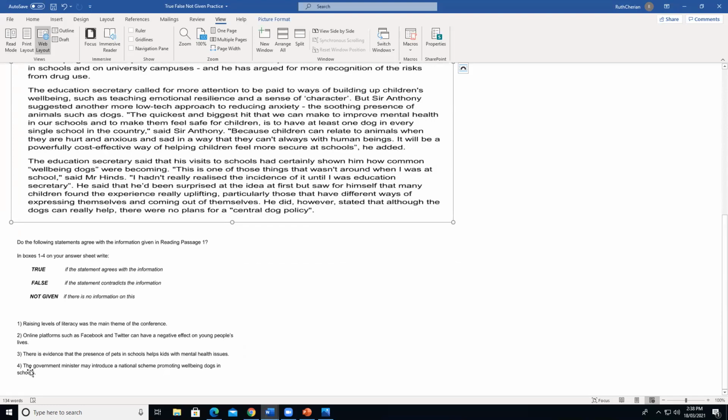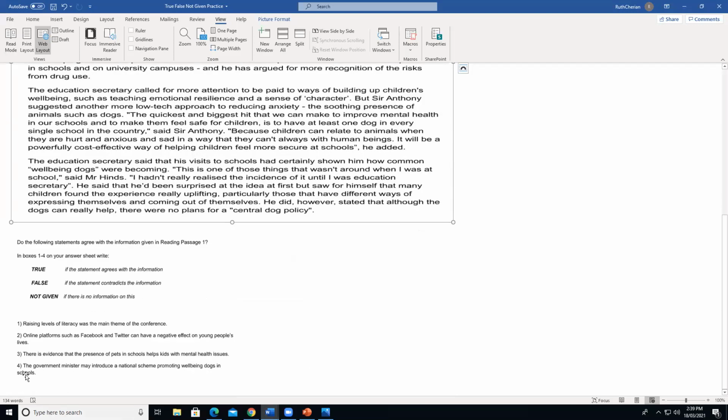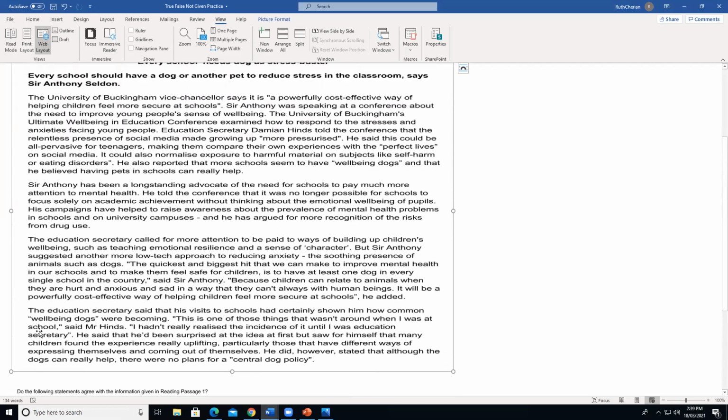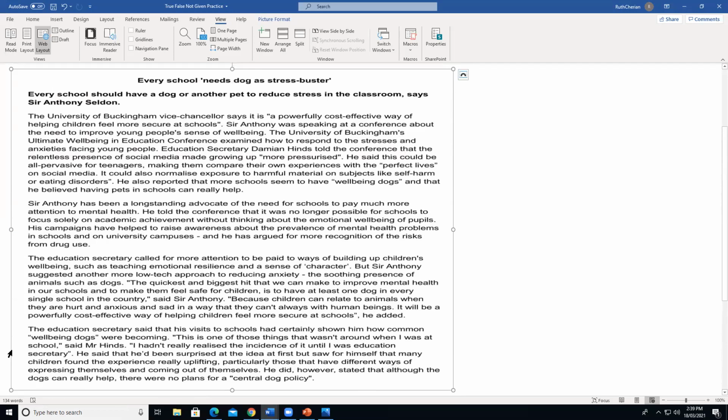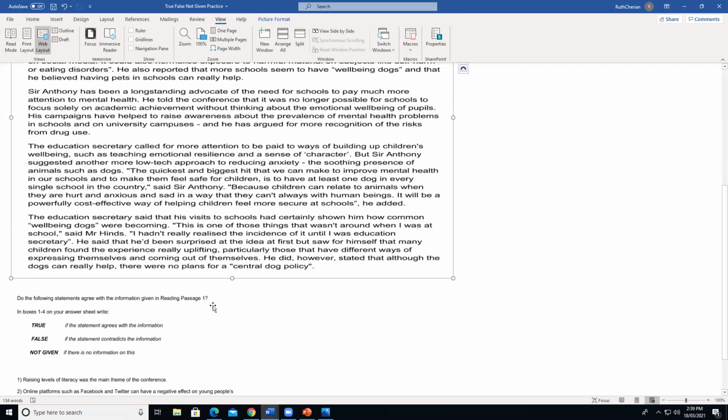What about the third sentence? There is evidence that the presence of pets in schools helps kids with mental health issues. Yes, it is true. And what about the last one? The government minister may introduce a national scheme promoting well-being in dogs. I couldn't read this one. False. I think it's the last line. There are no plans for a central dog policy. Yes, so there were no plans for a central dog policy.